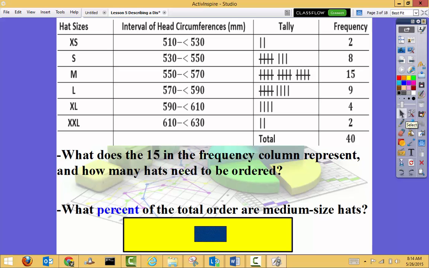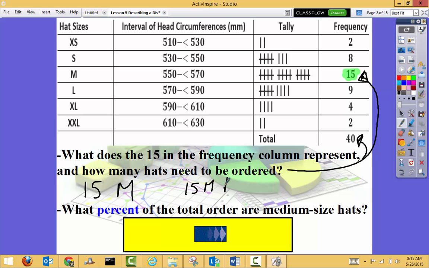Alright, so what does the 15 in this frequency column represent? Before we start on relative frequency, let's review. What does this 15 in that frequency column represent? And how many hats need to be ordered? Well, this 15 represents 15 medium hats. And how many hats need to be ordered? Well, this question isn't being precise. I don't know if it's referring to this 15 or the total amount. So just to be safe, I'm going to put both answers: 15 medium hats to be ordered, but 40 hats total.